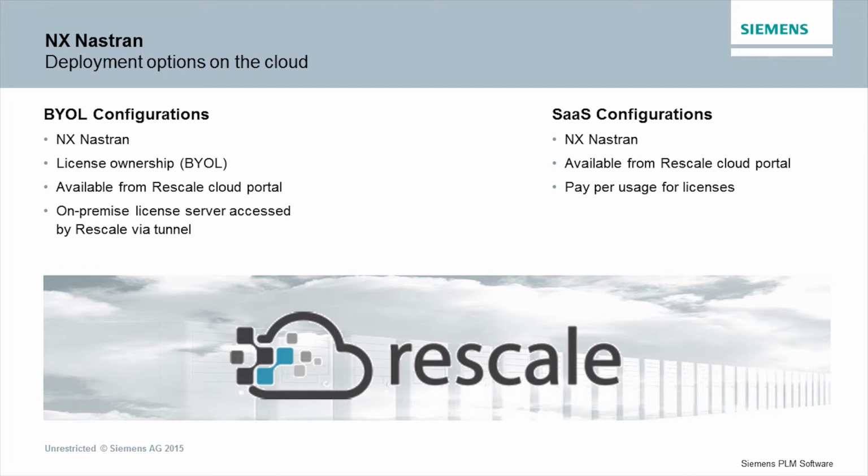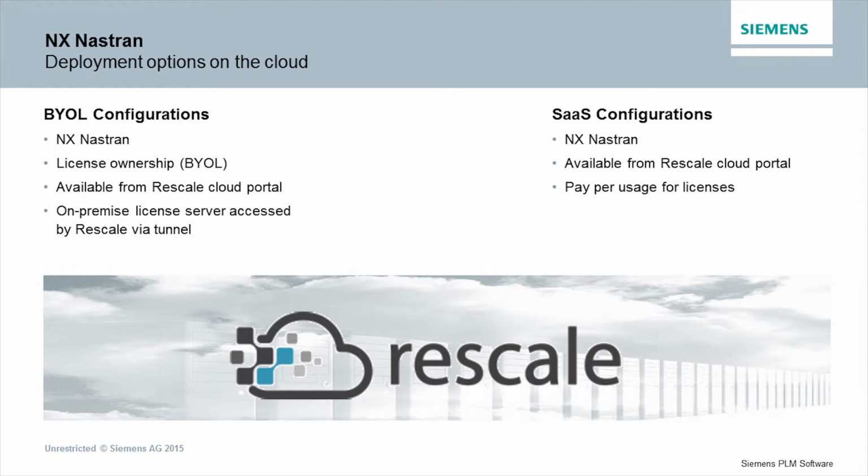The other model is called the Software as a Service, or SaaS configuration, and this allows you to purchase NX Nastran usage via subscription or on a per-run, per-hour usage. Both the license and the software are provided by Rescale, along with a choice of hardware configurations to run your simulation. The SaaS model may be preferred if you wish to minimize upfront costs associated with purchasing software and hardware.